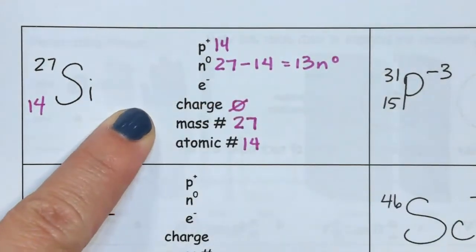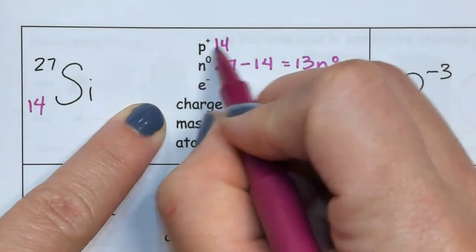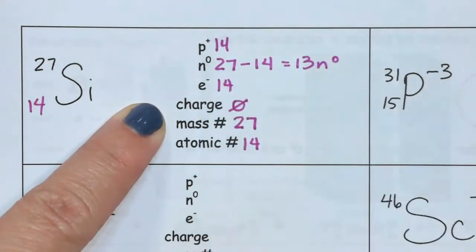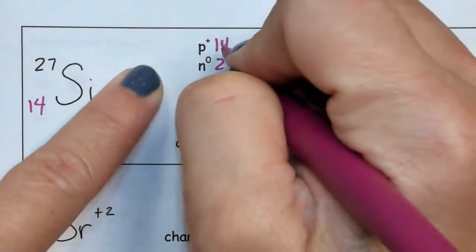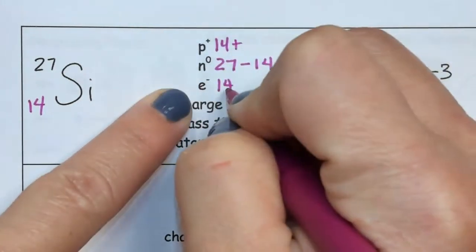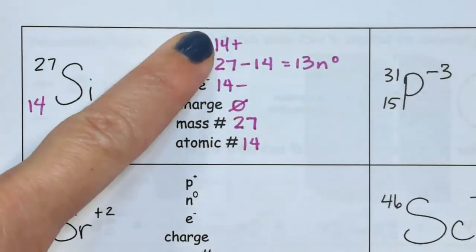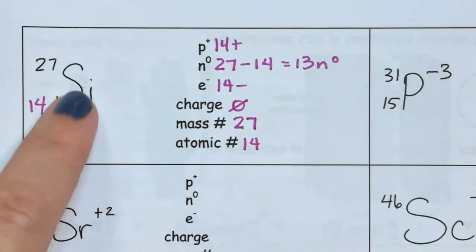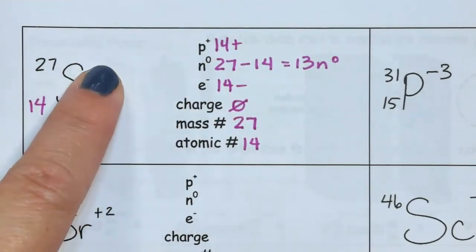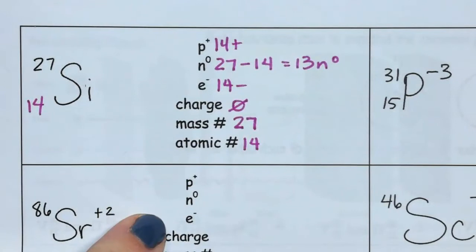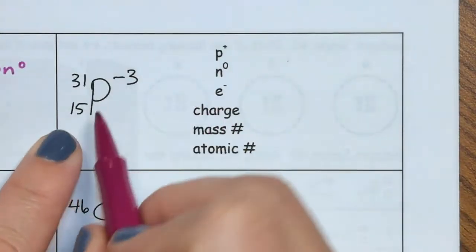This is a neutral atom, and in neutral atoms, the protons and the electrons are equal to each other. Remember, protons are positive, electrons are negative, and so when we have an equal balance of positive and negative, we're going to have 0 charge. So there's going to be nothing right here. One more example, and then you will try some.